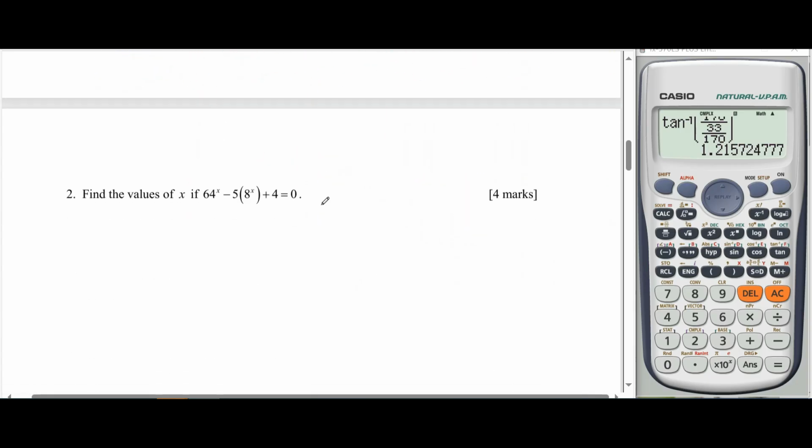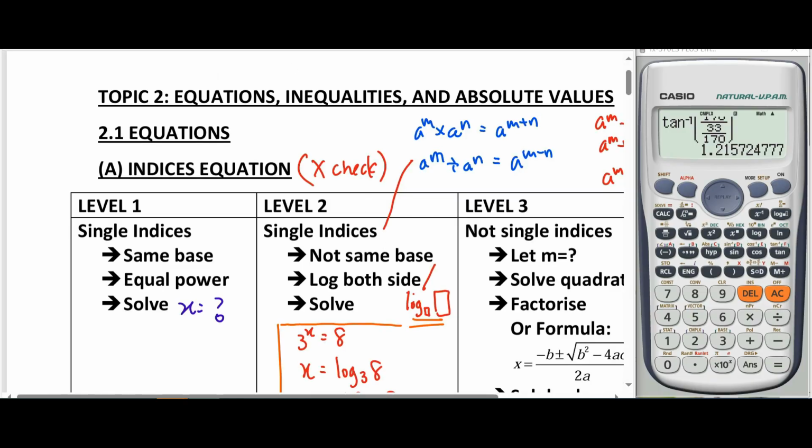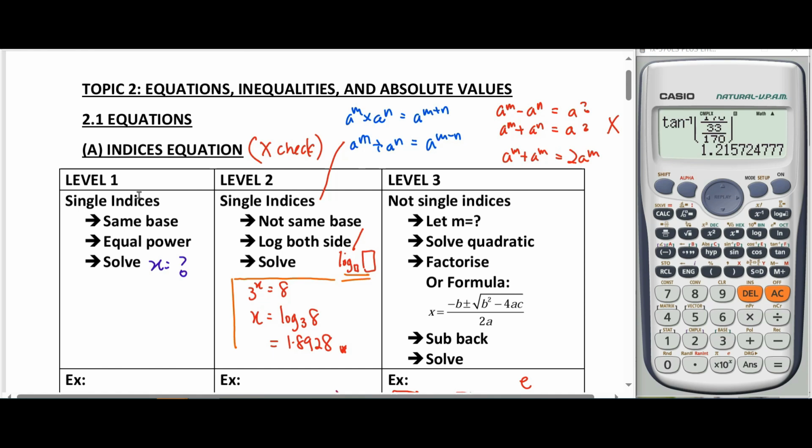Then we move on to our second question here, where this is our indices. We have our indices equation. First, when we're dealing with an indices equation, you have to check whether it can be made into a single index or not. How do we know if the indices can be made single? Only with the operations times and divide can we simplify to a single index. If you don't have that, we just use the let method.